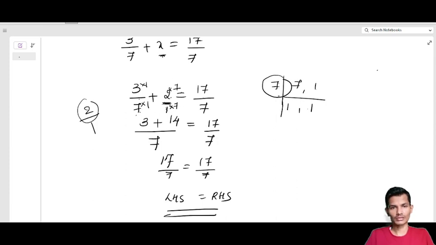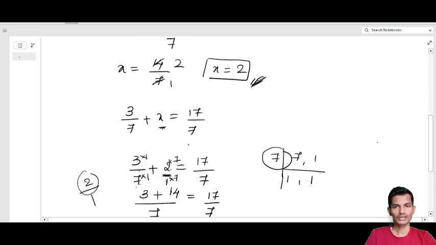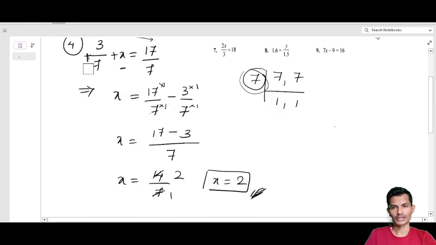So 7 and 1, the LCM of 7 and 1 I have done here. In the table of 7 we don't have 1, so I am keeping 1 as 1 only. So we are left with 7. In the table of 7, the 1 will come at 7 1s are 7, so I am multiplying with the 3. Then in the table of 1, the 7 will come at 1 7s are 7, that is why I am multiplying 2 with the 7. So 14, 3 1s are 3. 14 plus 3 is 17 by 7. 17 by 7, both are equal. Hence, the x value we got is actually the correct answer.